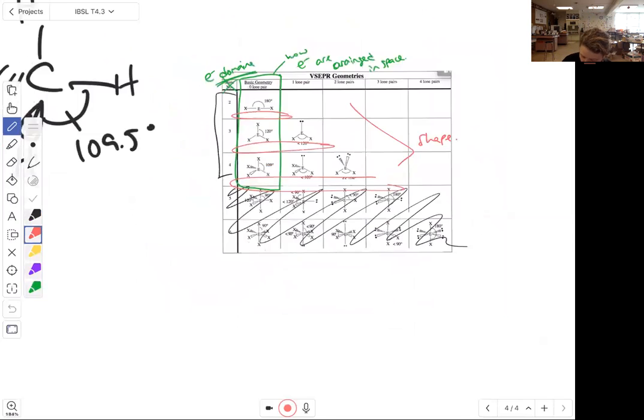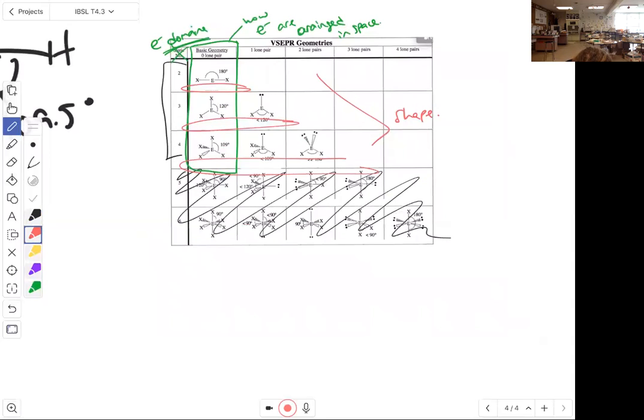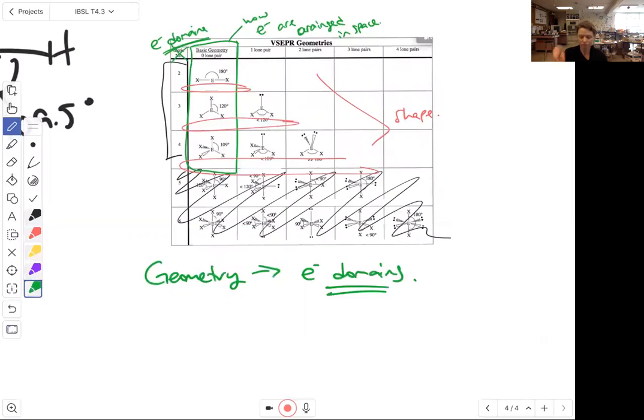Okay, so just a quick summary on that, right? Geometry refers to the electron domains, period, okay? The shape is then dictated by how many are bonding versus not.